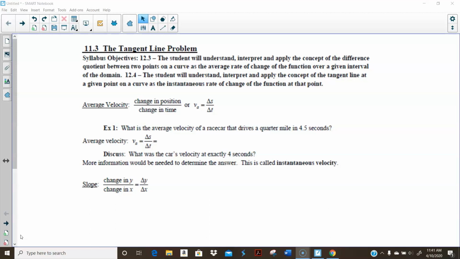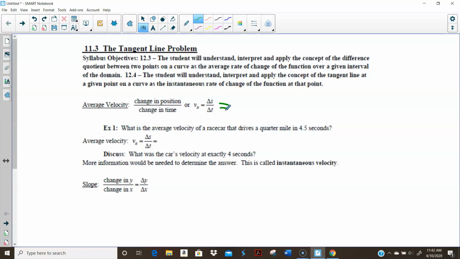So that car, if we were to look at its average velocity, this is a problem that you're very familiar with, where we would be looking at the change in position, so the car's distance, over the change in time. So this delta symbol here stands for change. So change in position, S stands for position, over change in time. So to do this, this is a simple slope problem or average rate of change problem.